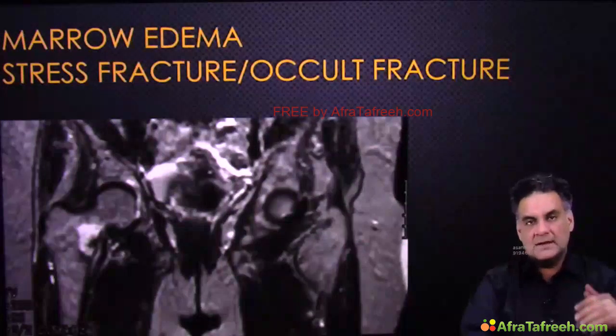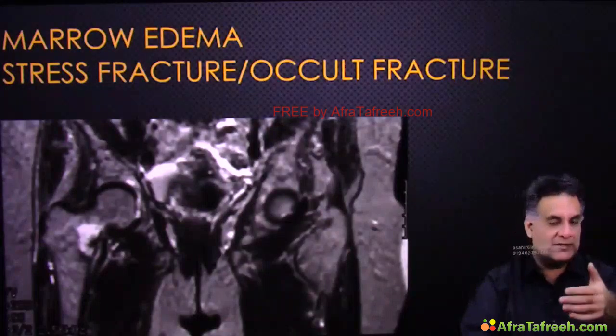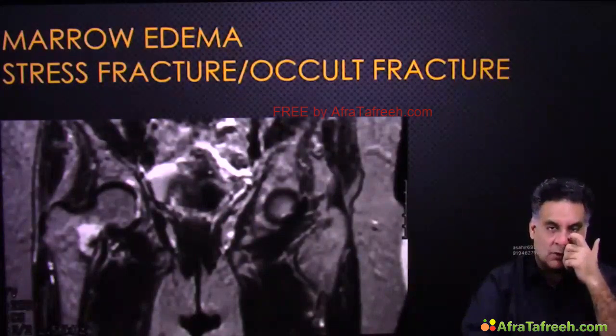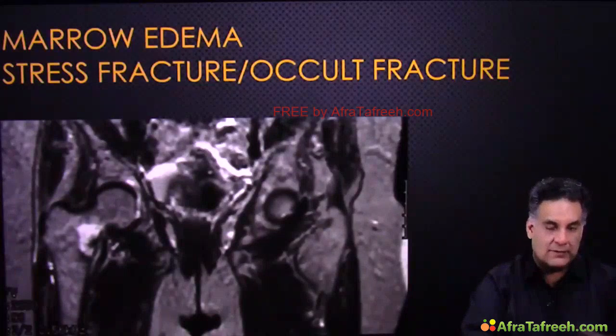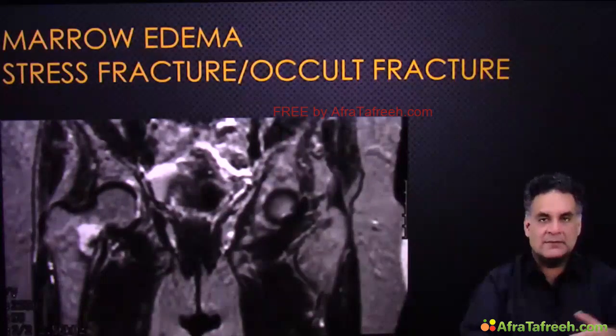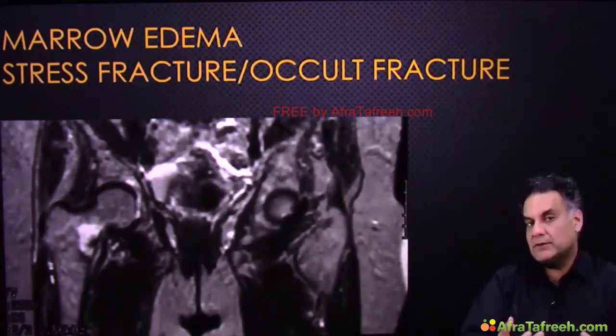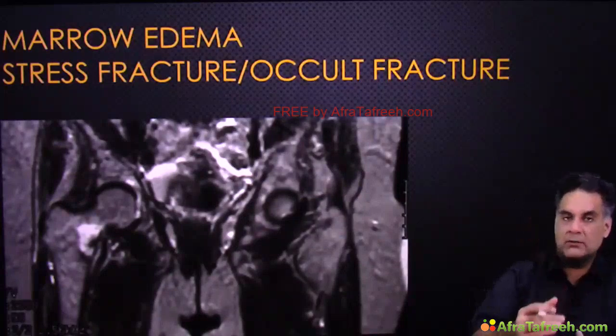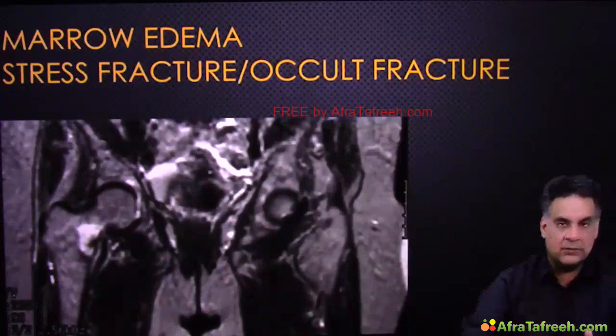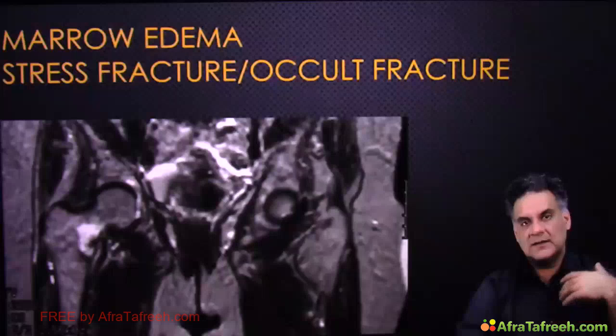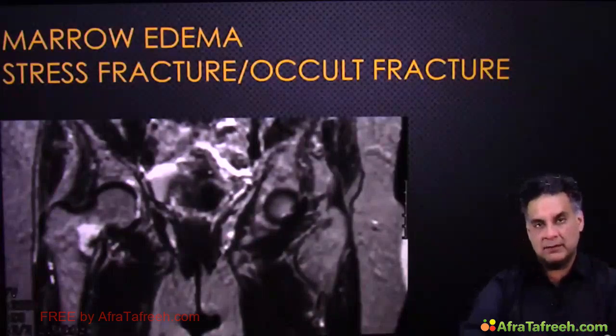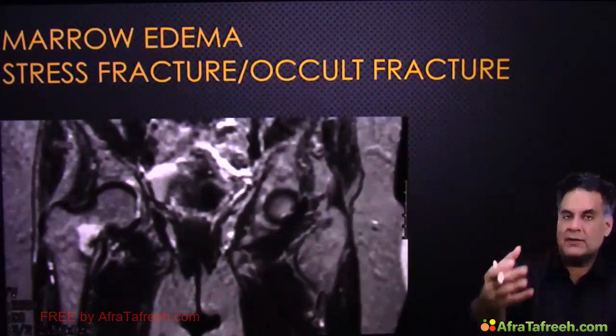Remember, any inflammation on MRI will show you marrow edema. So if I jump down from one step, it's a normal force on a normal bone. When I jump down from a table multiple times, it's abnormal force on a normal bone. Abnormal force causes a stress on the bone, called a stress fracture, in which you have marrow swelling, marrow edema. To see marrow, you have MRI.